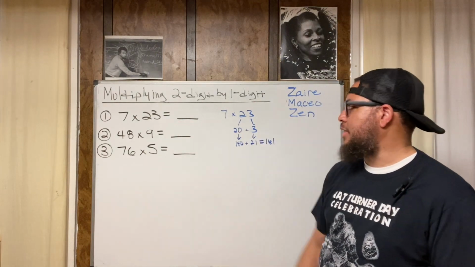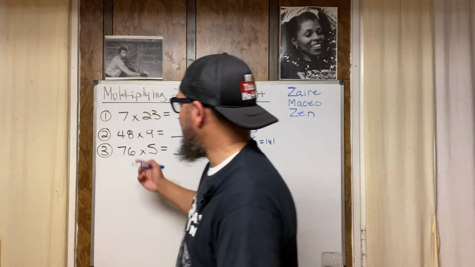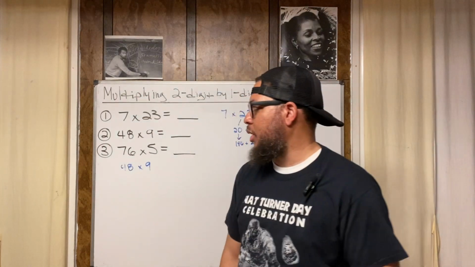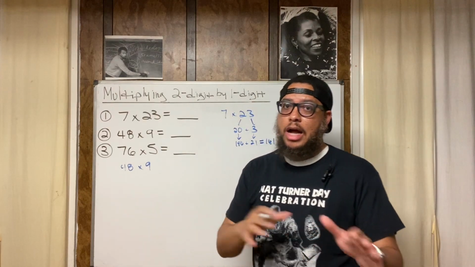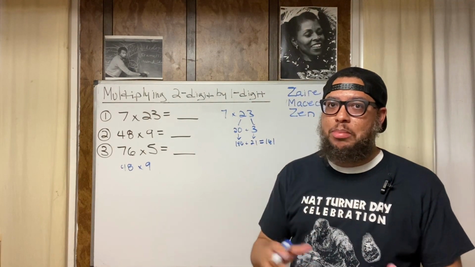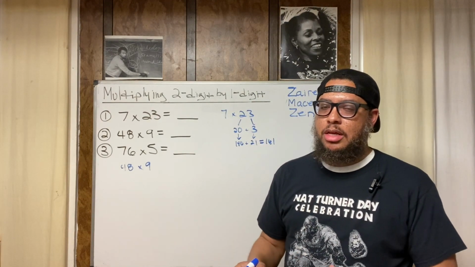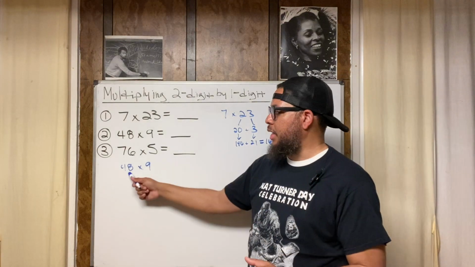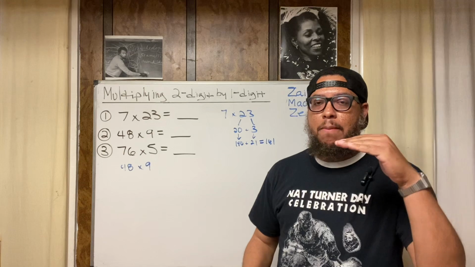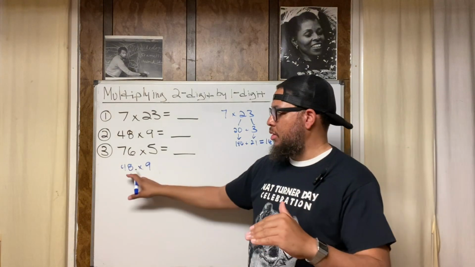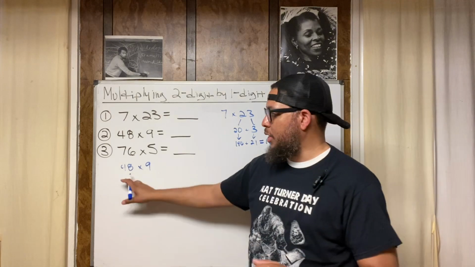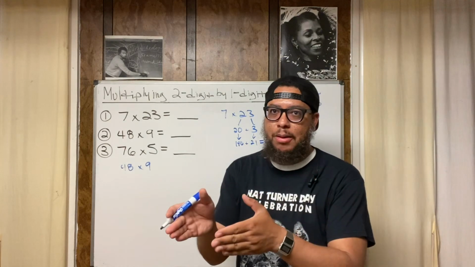All right, let's go to 48 times 9. 48 times 9. So I got 48 times 9. Now let's break down 48. Watch this. I could break 48 down into 40 plus 8. But notice what I'm doing. Notice the pattern. Math is all about patterns. I'm breaking the number down into the biggest number less than that number that ends in 0 and the difference. So 48 is the same as 40 plus 8.